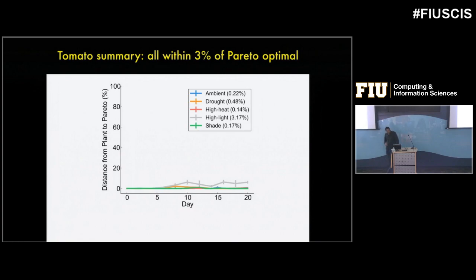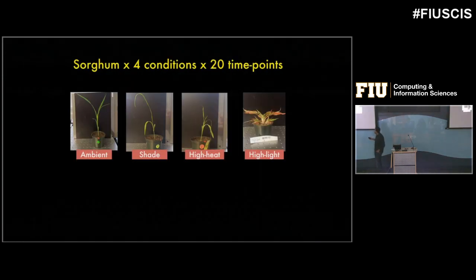Okay, and then again, we went back to the plant biologists, and they were like, this is fine, but there's thousands and thousands of plant species, and you only showed it on one species. So we said, okay, let's do more experiments. And we grew this grass type, the sorghum plant. And we did it across 4 conditions.